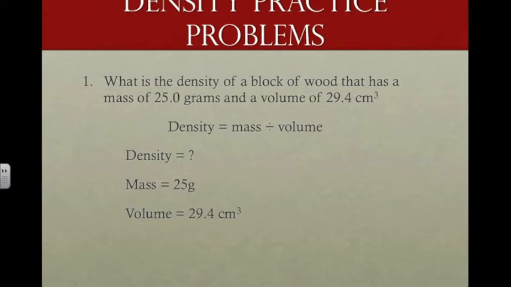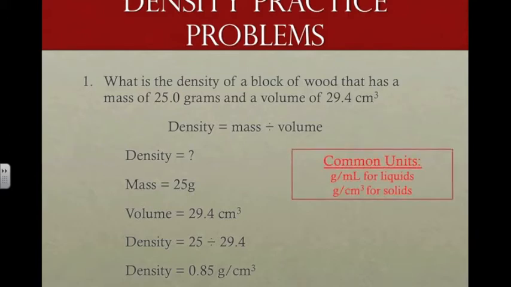Okay, in this case, I put a question mark next to density because that's what we will be solving for. And then you simply sub in the information into the formula. So you should write down density equals 25 divided by 29.4, which would give you an answer of 0.85 grams per cubic centimeter.